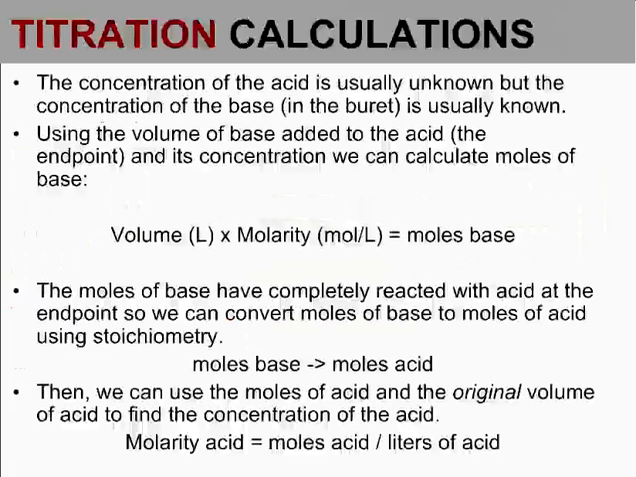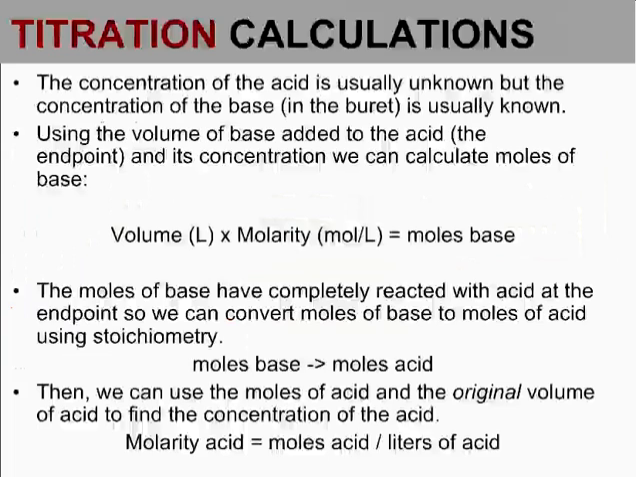All right, so let's go through how to utilize the information from a titration. How do we calculate how many hydrogen ions are in an acid solution? So again, in a titration, the concentration of the acid is usually unknown, but the concentration of the base in the burette is usually known. Now, you could flip these two if you wanted. You could have the acid in the burette and the base in the flask. That's totally fine, but most often we have the acid in the flask and the base in the burette.